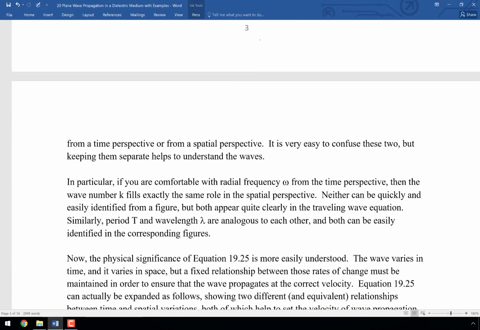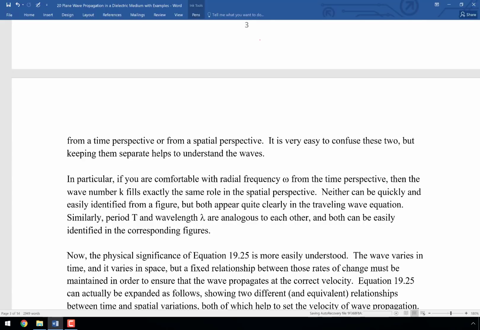In particular, then, what we want to do is understand the relationship between the radial frequency omega and the wave number k. And I just want to remind you that we have cosine of omega t plus or minus k times z. So notice that omega and k fill a very similar role here. They are both right where the rubber meets the road. They are inside of the cosine.